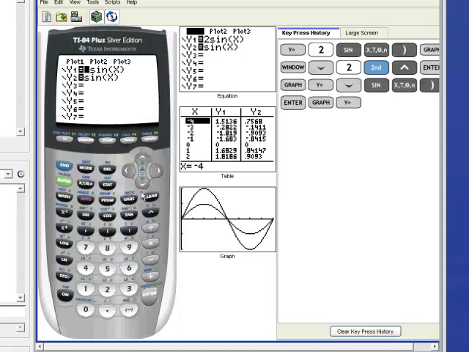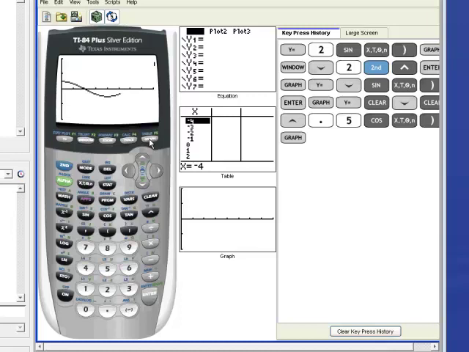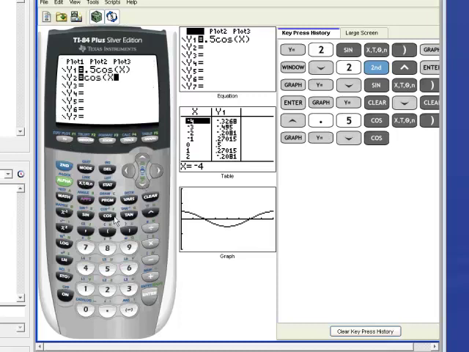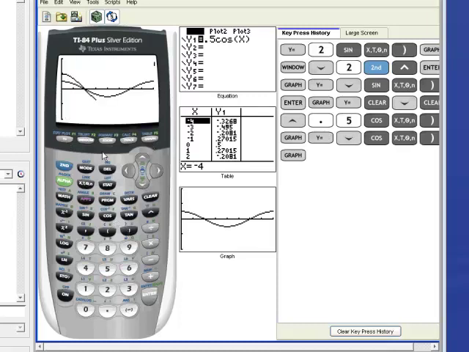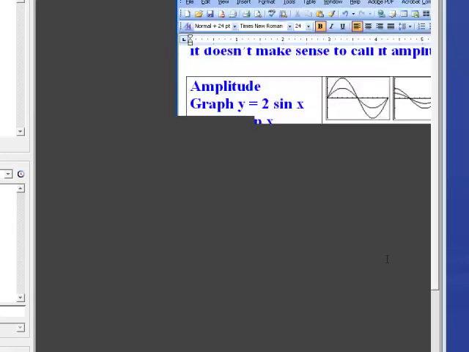Then the other one was 1/2 cosine and cosine. So 0.5 cosine x, and simply cosine x. And so an amplitude smaller than 1, compared to the original cosine or sine, squeezes the amplitude of the function. Okay, I'm going to go back to Word. That was the first example, and that's pretty much what I said right here.